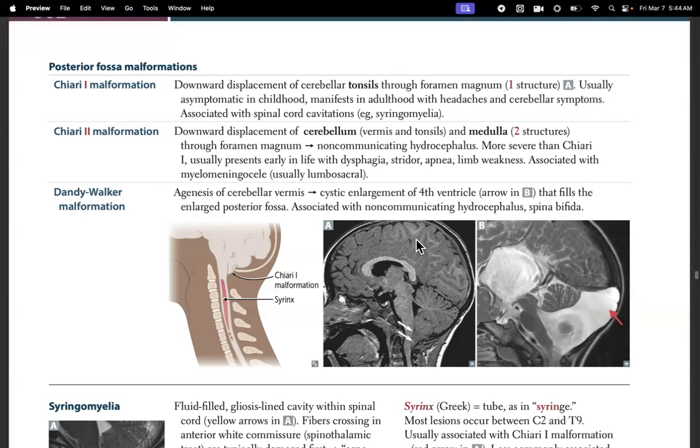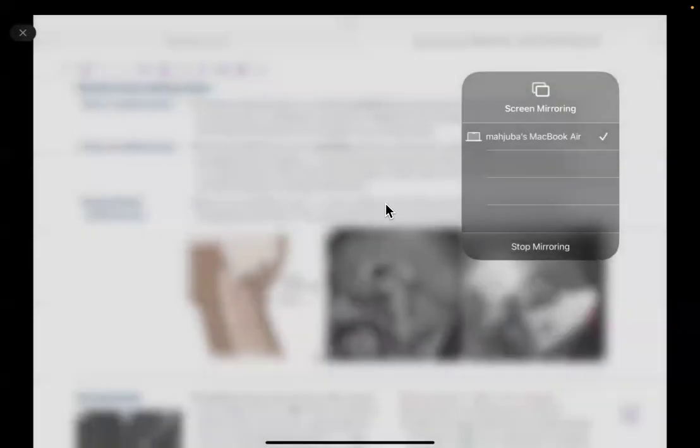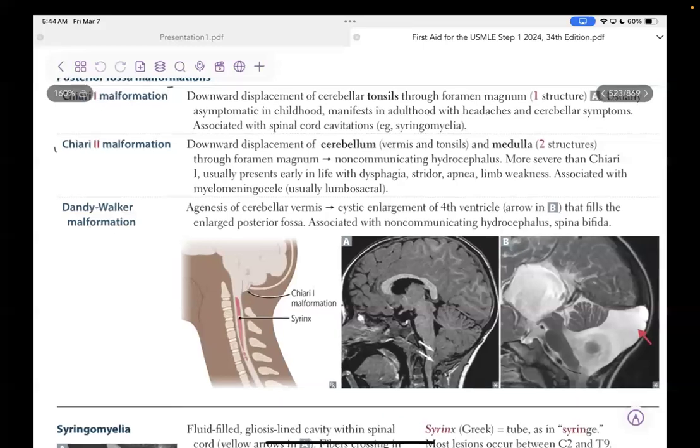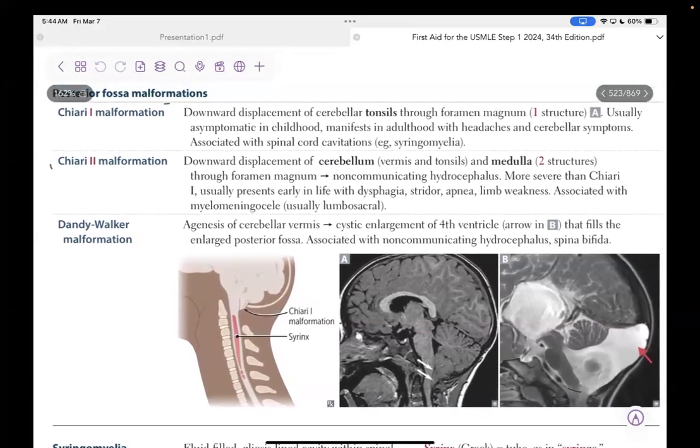Today is the second lecture of neurology. We did the first lecture, and I received good feedback and good comments that it was helpful. So I hope the second lecture is better than the first lecture. In the second lecture, we are going to study posterior fossa malformation.